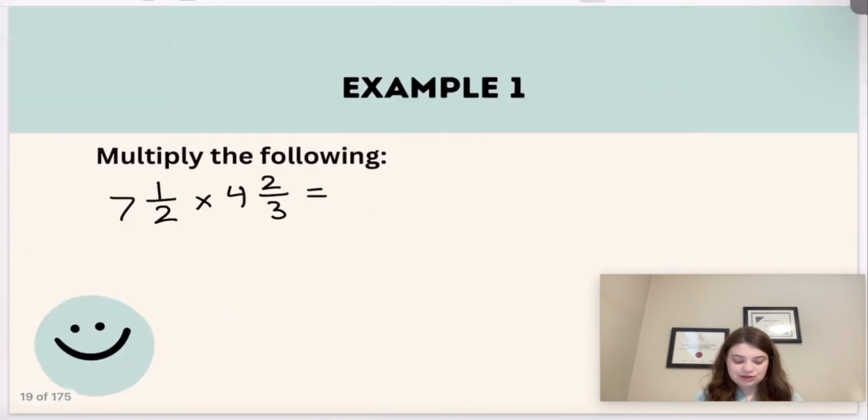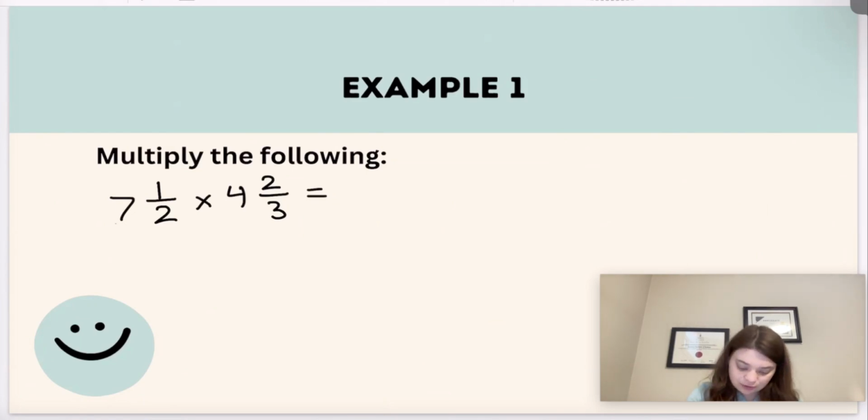All right, let's get into the examples, since I'm sure that's why you're here. We have 7 and 1/2 times 4 and 2/3. First, we need to switch both of these mixed numbers into improper fractions. To do that, I multiply the whole number part of the mixed number by the denominator and then add that to the numerator.